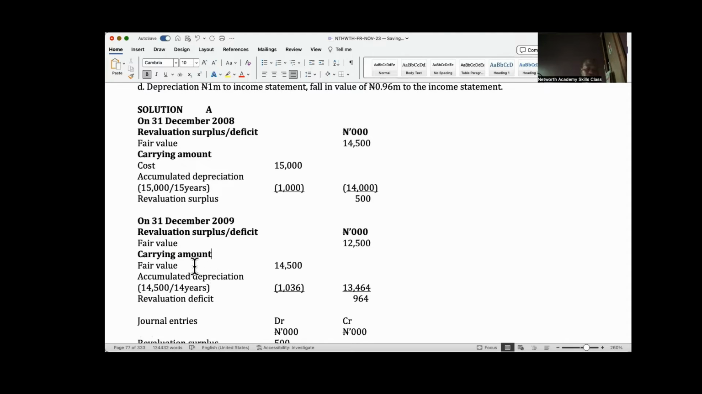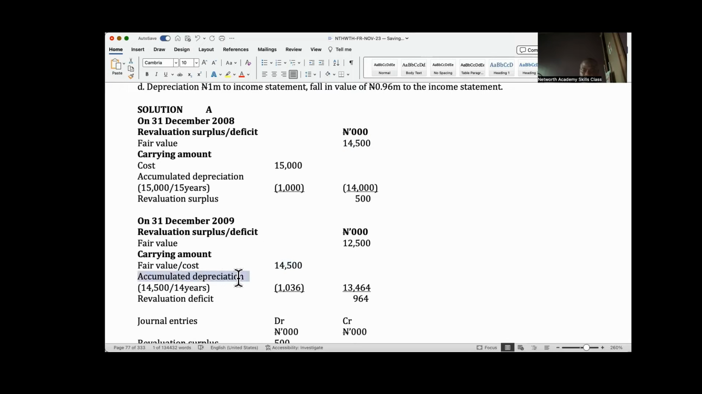My carrying amount, in this case in year 2 now, is simply my revalued amount of fair value, since they revalued in the previous year. So that will represent my cost now, and that's that 14.5 million. That's the most recent cost or fair value of that asset.